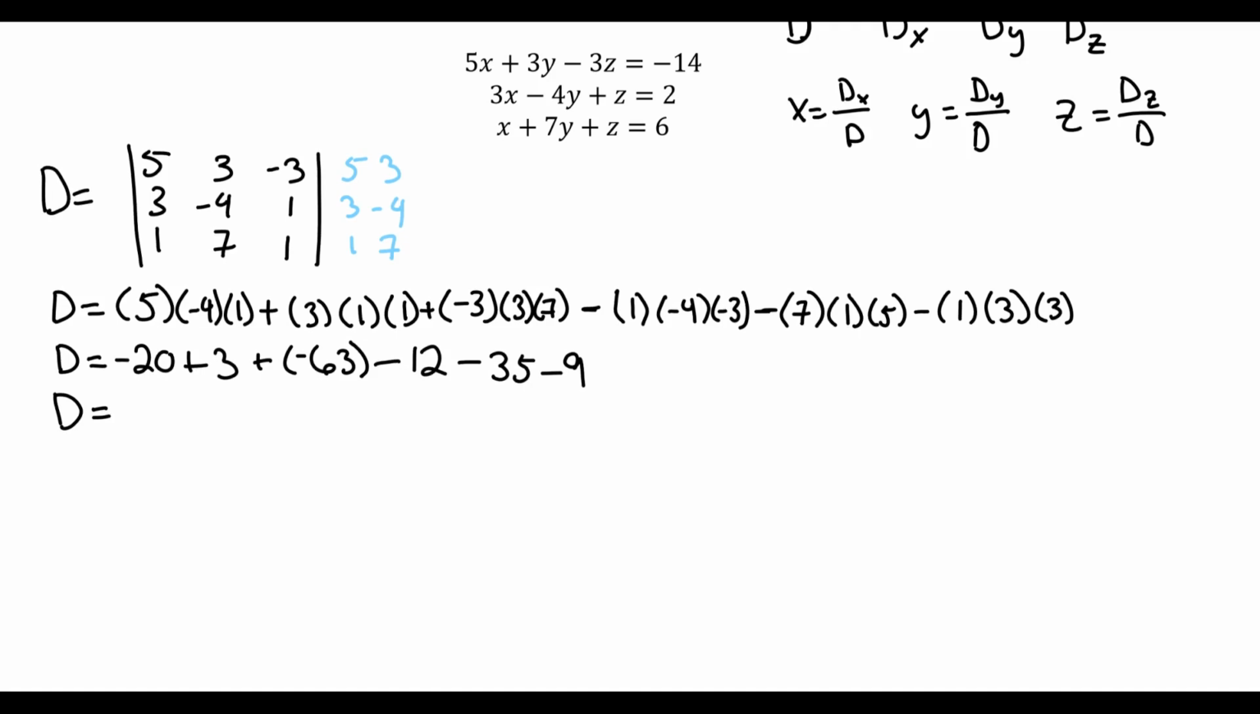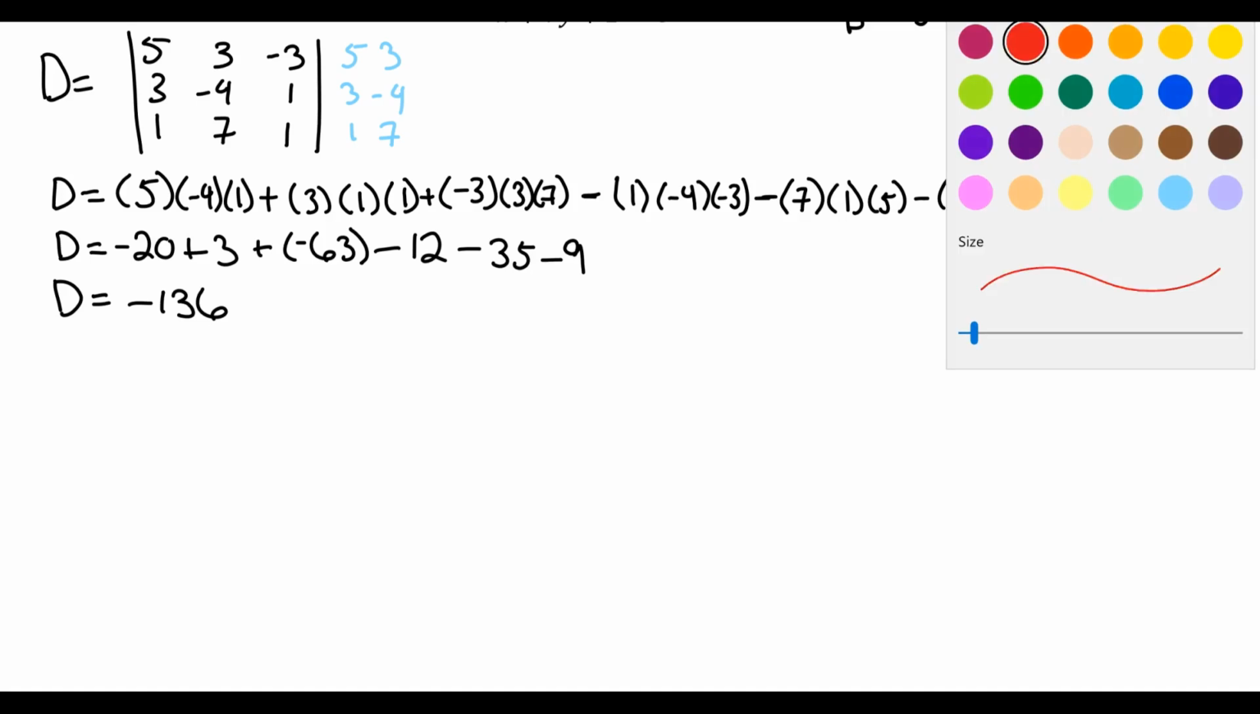And then at this point, I'm just going to put these in my calculator as I see them. So -20 plus 3 plus a -63 minus 12 minus 35 minus 9, which should give me a -136. This is my d. So this is going to be my denominator all the way across here.